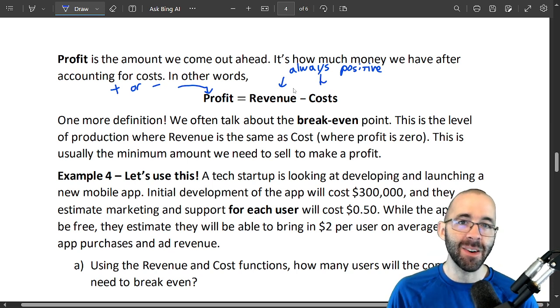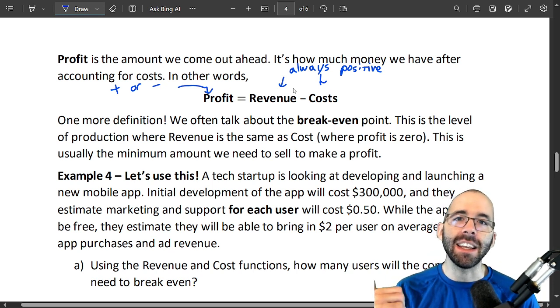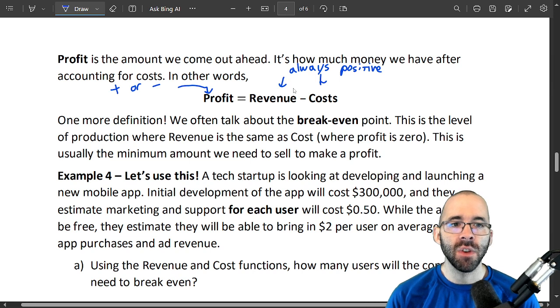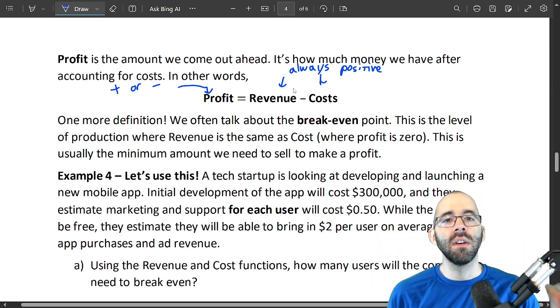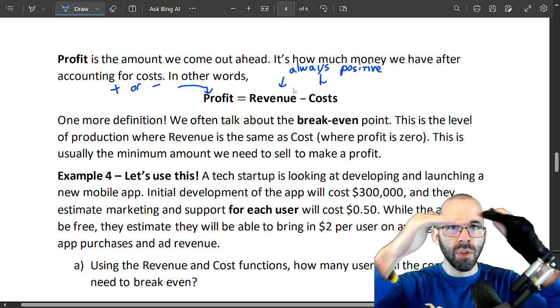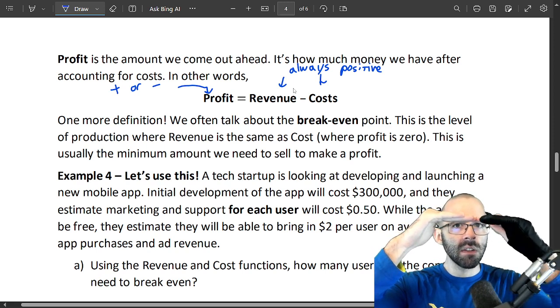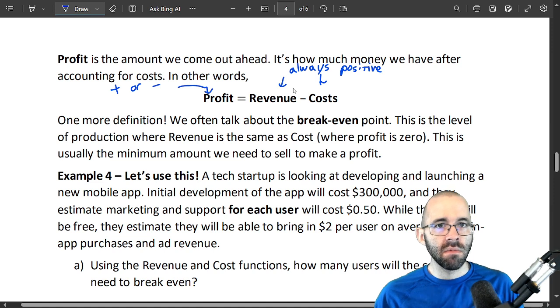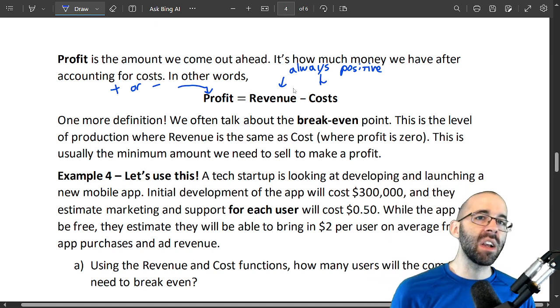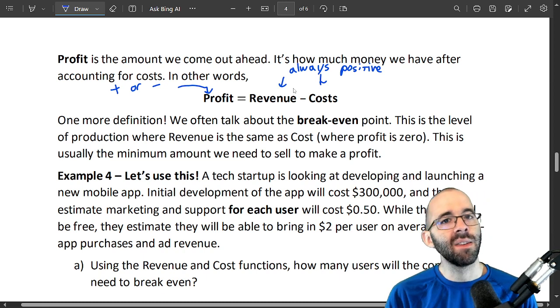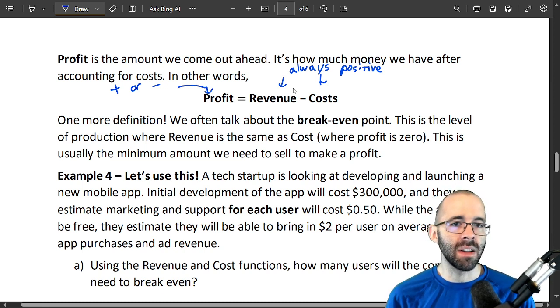The last definition that I want to talk about is the break-even point. So this is the level of production where revenue matches cost. So it breaks even because it's the point where revenue matches cost. Usually if we're before that, costs are going to be higher. We're in the red. After that break-even point, usually revenue is going to be bigger. We're going to be in the black.